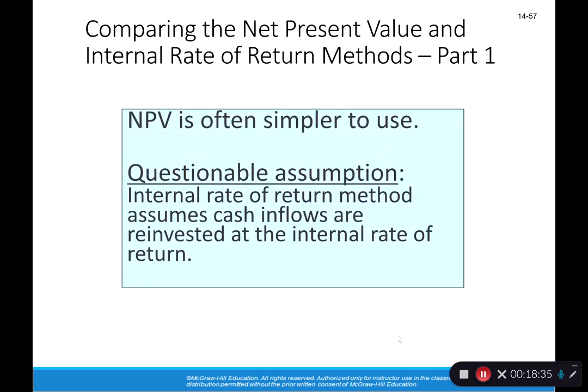To wrap this up, NPV is often said to be simpler to use. It really isn't when you're using a financial calculator. It's only simpler when you're using the charts. When you're using a financial calculator, NPV and IRR are equally simple to find. The questionable assumption, though, is that the internal rate of return method assumes the inflows are reinvested at the internal rate of return, which may not always be the case. You may not be able to reinvest your cash inflows at that higher internal rate of return. You may only be able to invest them at the minimum. That's just a downfall of the IRR method.